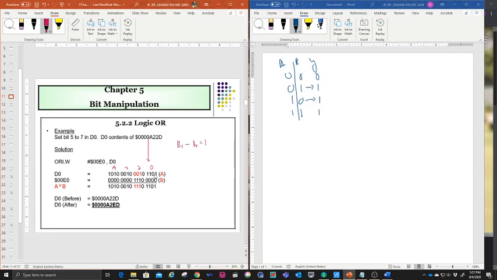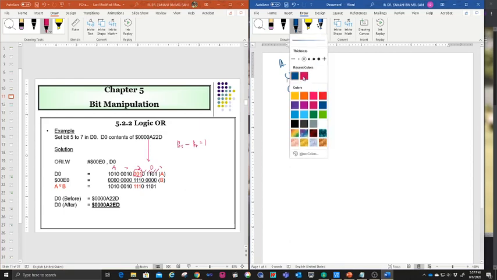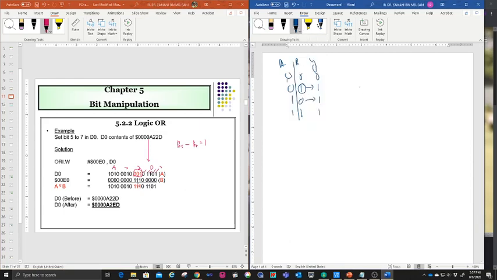Okay, so right now you have to calculate this one. This is bit 0, bit 1, bit 2, bit 3. Okay, this is 4. 0, 1, 2, 3. Oh yeah, this is 4, this is 5, 6, and 7. So the question is set bits 5 to 7. It means that you have to give 1 from the mask over here. So this is 5 to 7, where you give 1. So whatever the value, if you put 1 here, the result will be 1 here, which sets bits 5 to 7 in D0.